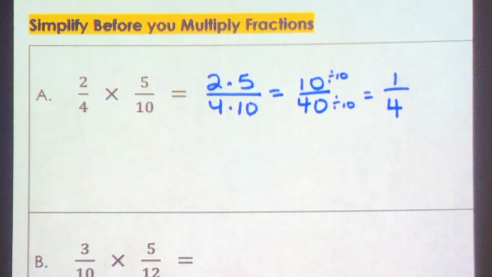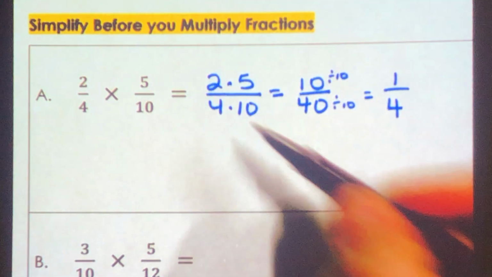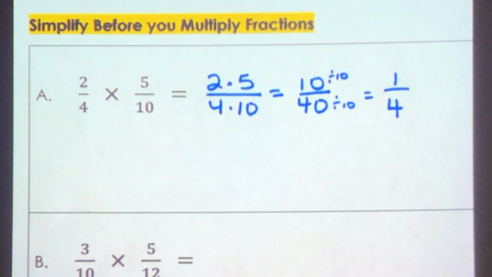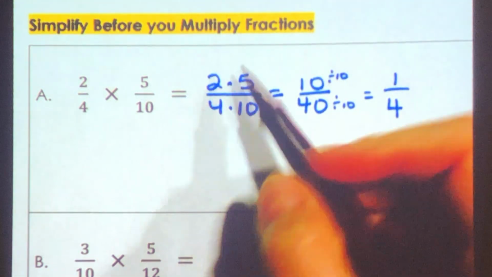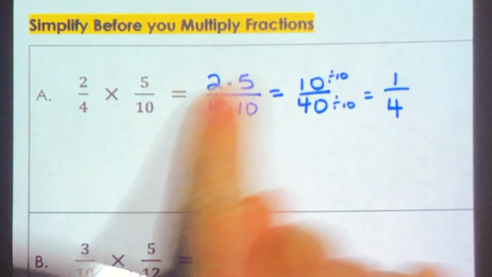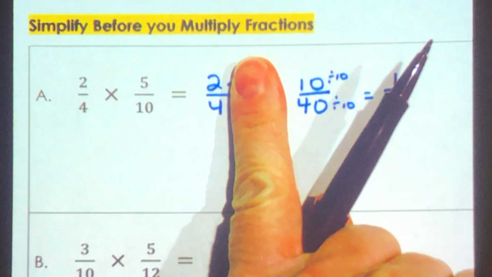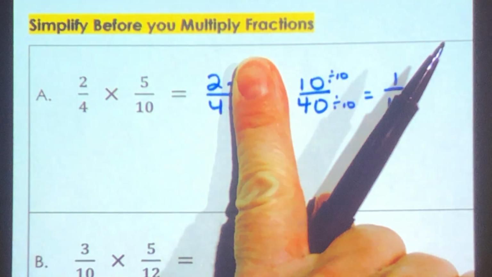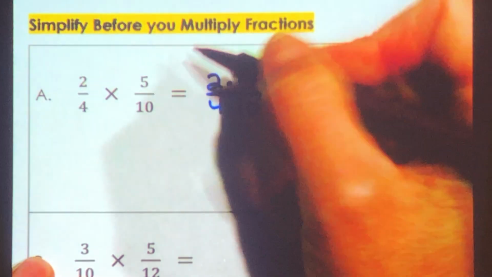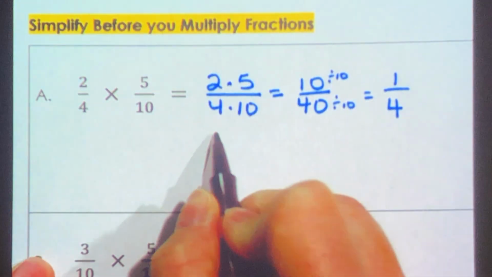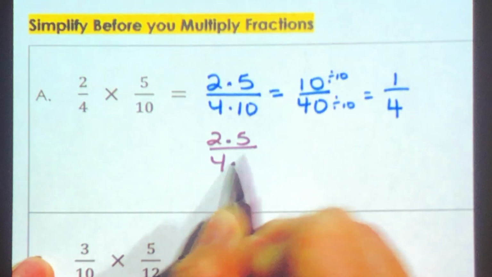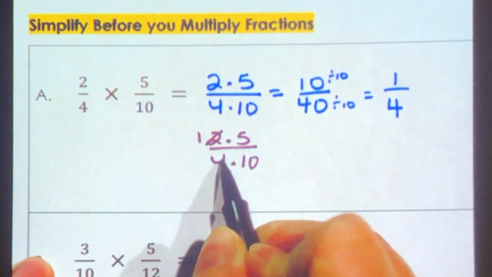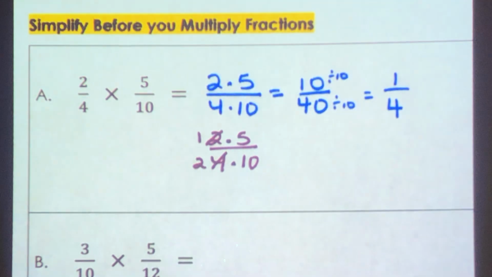Okay, now what I want to show you is our little strategy on simplify before you multiply. What we could have done is we could have simplified our fractions before we multiplied, meaning this. I have 2/4 and 5/10, right? Well, when you look at 2/4, that's not in simplest form. 2 goes into both of those. I'm going to rewrite this down here. 2 goes into 2 one time. 2 goes into 4 two times. So really, the 2/4 I could write as 1/2.